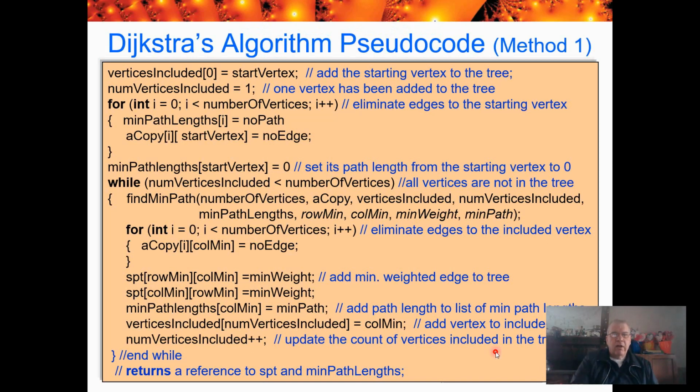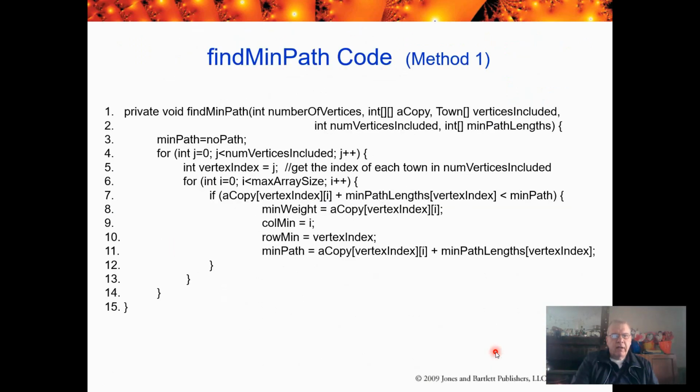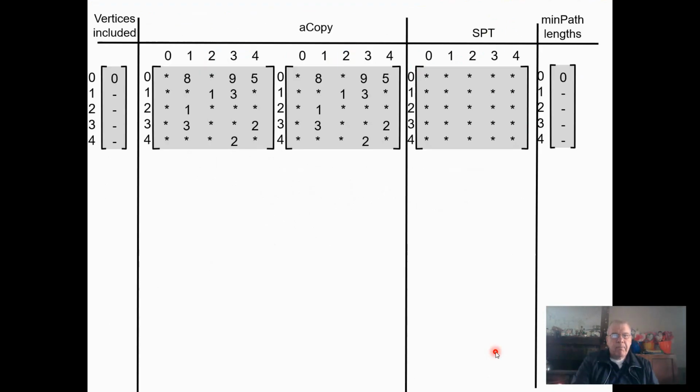So here's the code. The pseudocode, sort of, except it's pretty close to Java. There are a couple of methods that are not defined, but findMinPath is one. So here's the code from that pseudocode for method 1. And there's the findMinPath code. Now you can use those in assignment 6, by the way, which is a graph, minimizing graph theory problem.